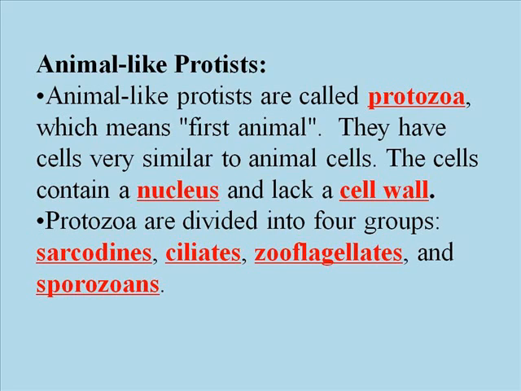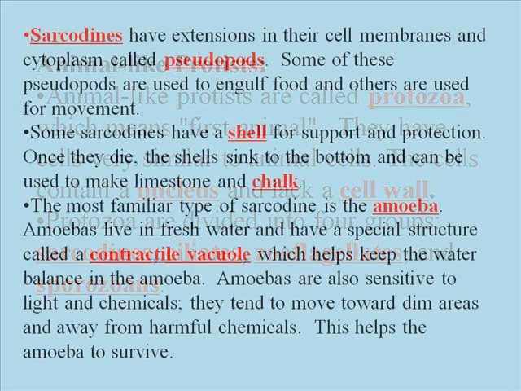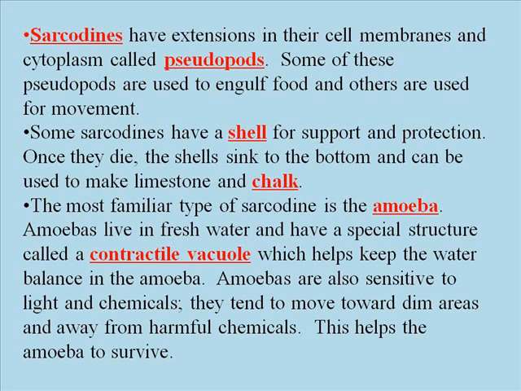Their cells are going to be very similar to animal cells. They do contain a nucleus, and they do not have a cell wall, because our cells don't have a cell wall. And we're going to look at 4 groups of these: our sarcodines, ciliates, zooflagellates, and sporozoans. Your sarcodines you may have heard about under a different name.